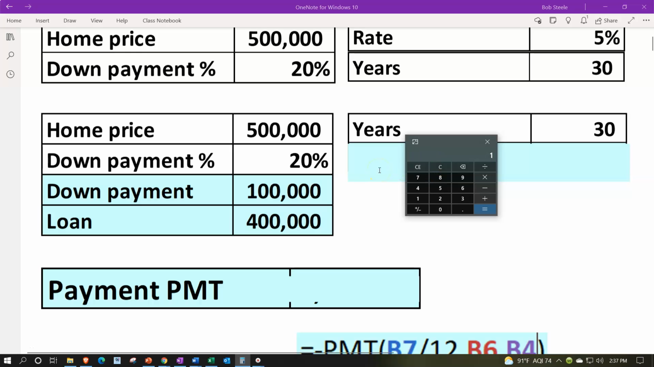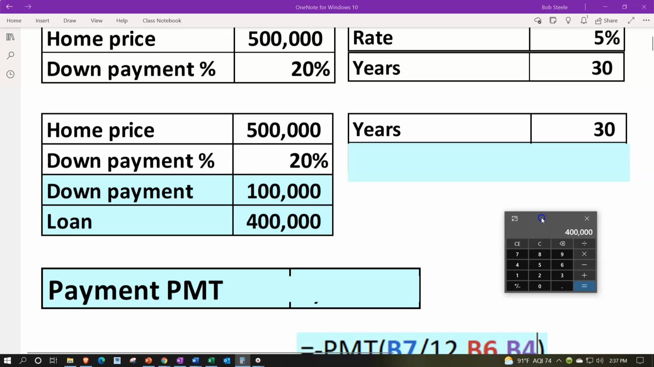Or we can take 1 minus 0.2, 100% minus 20%, 80% of the price of the home, meaning if 20% is down, 100% minus 20%, or 80%, would be the amount financed, times 500,000. That would give us our 400,000 down here as well.